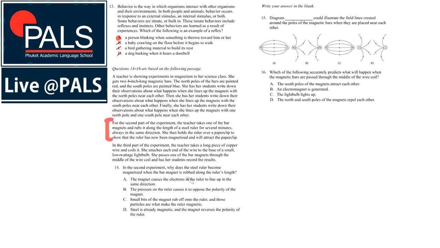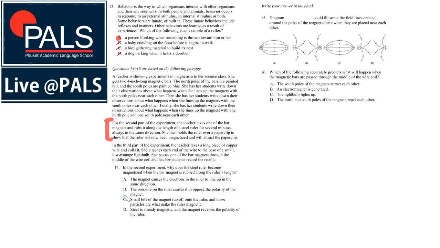In the second experiment, so we are in this paragraph here, why does the steel ruler become magnetized when the bar magnet is rubbed along the ruler's length? So this implies some knowledge about magnetism. A: The magnet causes the electrons in the ruler to line up in the same direction. B: The pressure on the ruler causes it to oppose the polarity of the magnet. C: Small bits of the magnet rub off onto the ruler, and those particles are what make the ruler magnetic. D: Steel is already magnetic, and the magnet reverses the polarity of the ruler.